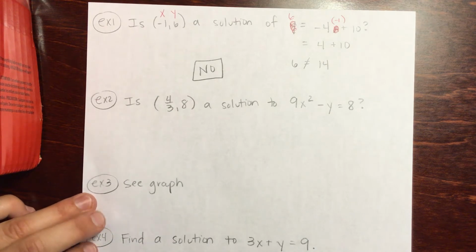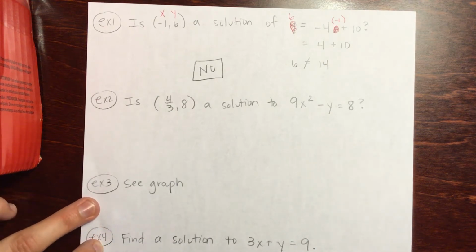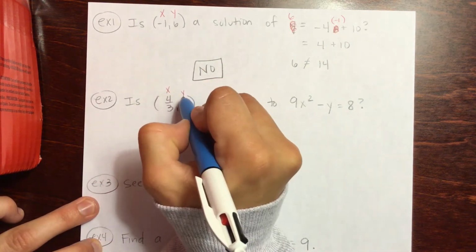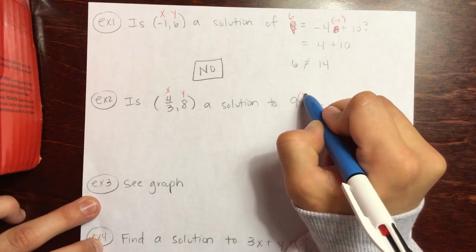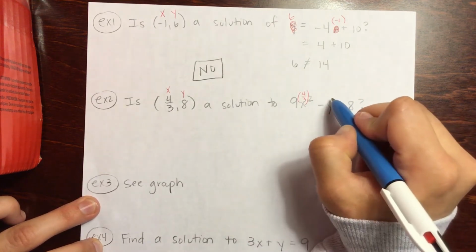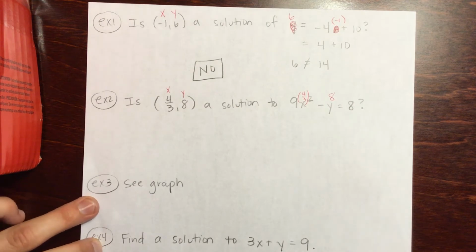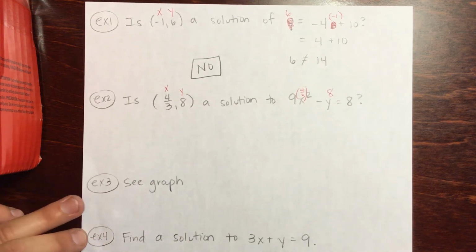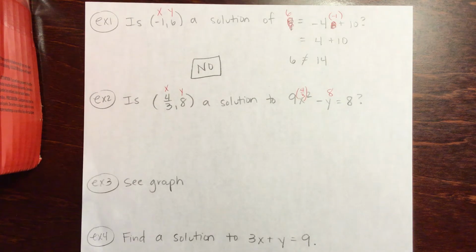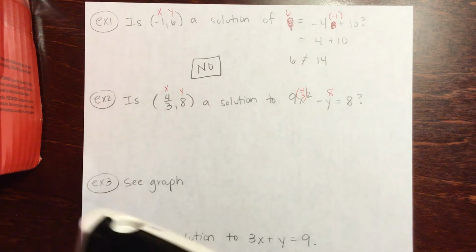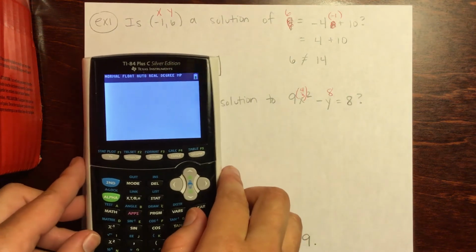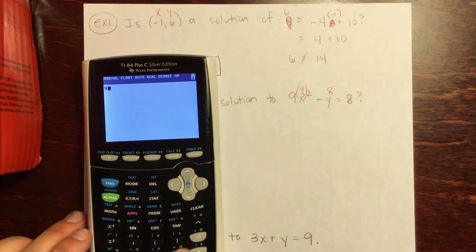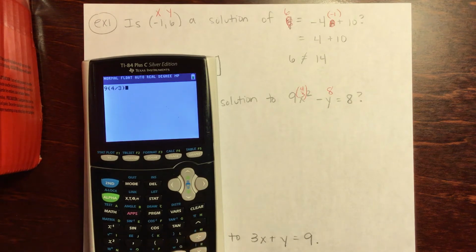Second example: is 4/3, 8 a solution to 9x squared minus y equals 8? Just like before, we are going to sub in 4/3 for my x, and we're going to sub in an 8 for my y. You can multiply this out on your own. You need to square 4/3 and then multiply by 9, and then subtract 8. I'm going to use my calculator though, because I think most of you will also use your calculator. So make sure you put the 4/3 in parentheses and then square it.